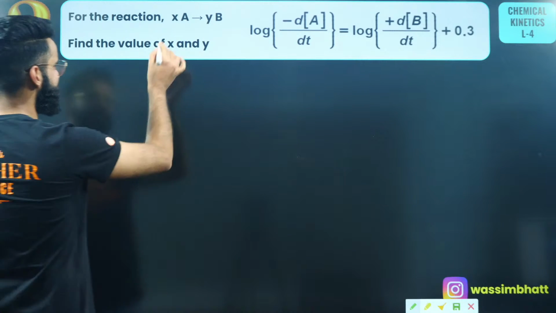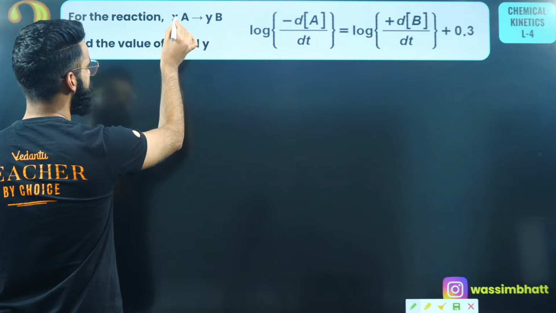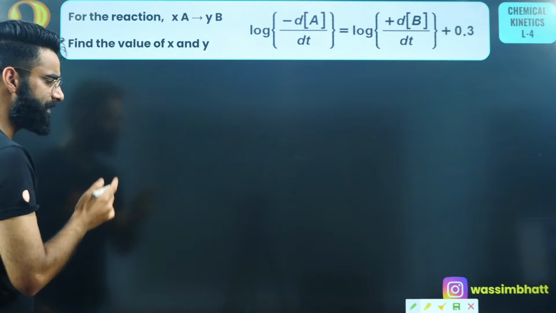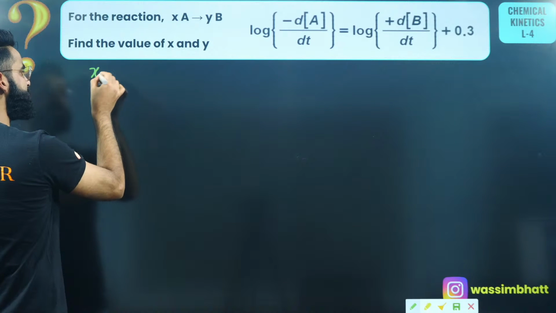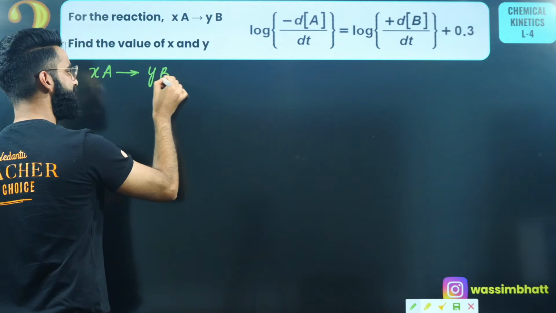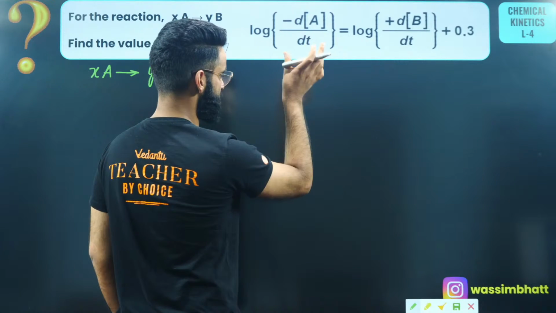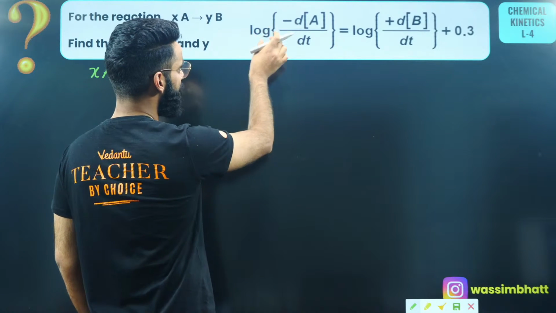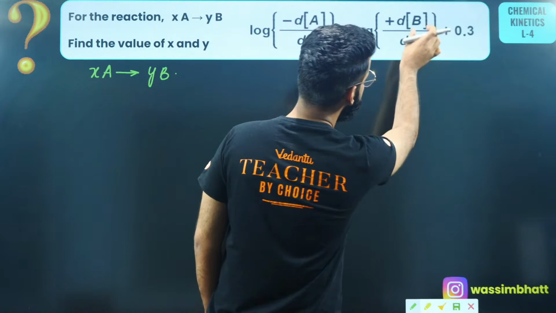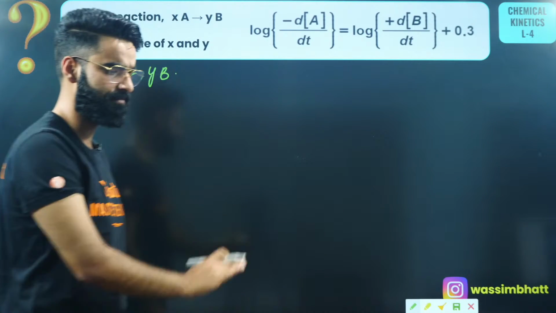Well people, I'm given a reaction as xA gives yB. This x is the stoichiometric coefficient of A and y is the stoichiometric coefficient of B, correct? The reaction which is given to me is xA gives yB. And I'm given some parameters as well. I'm given the equation log of minus dA divided by dt is equal to log of dB divided by dt plus 0.3. This is something which is given to me.